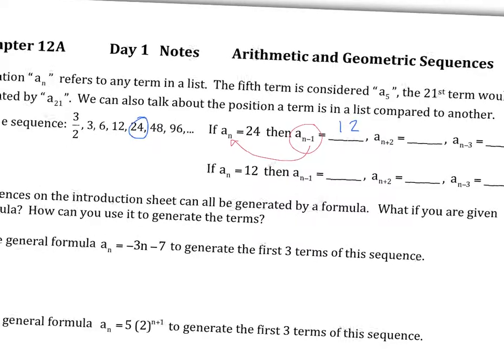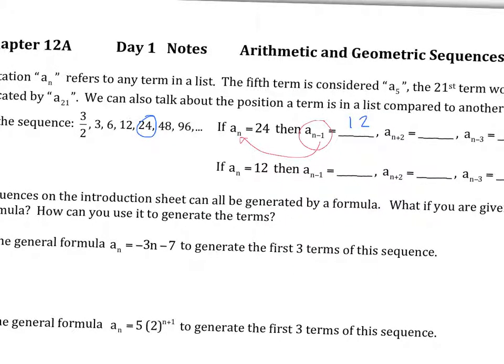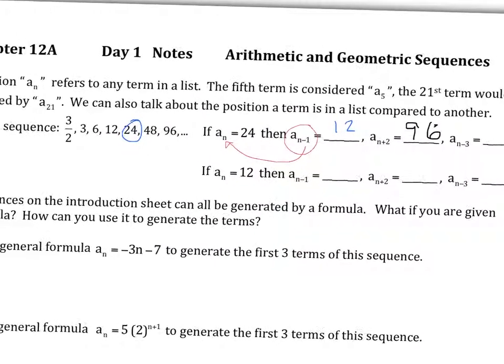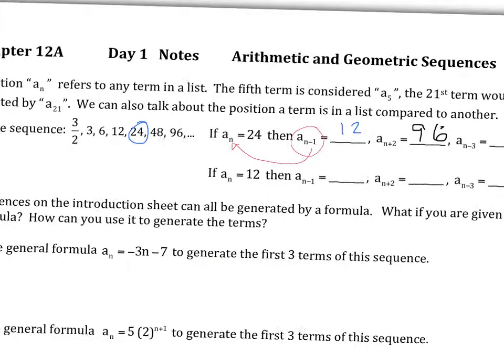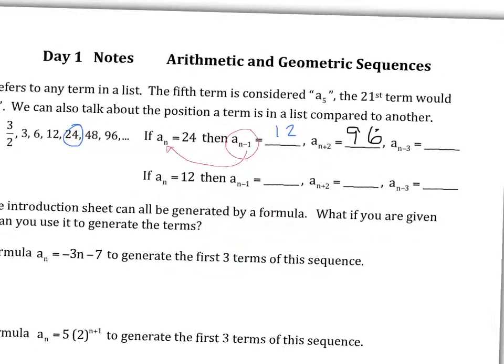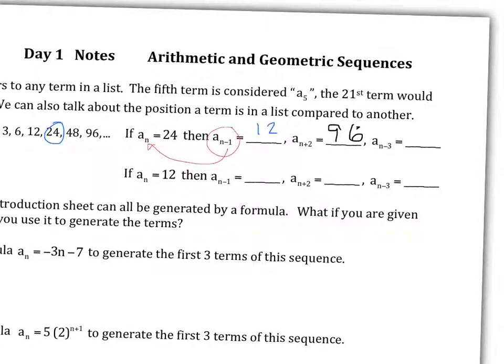And then A sub n plus 2 would be 2 terms after the A sub n. So if A sub n is 24, 2 terms after that would be 96. And then A sub n minus 3 would represent 3 terms before the A sub n. So 3 terms before 24 would be 3.